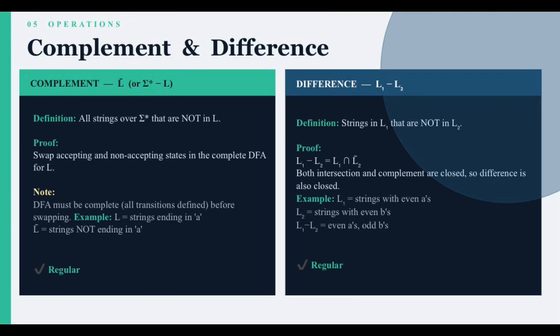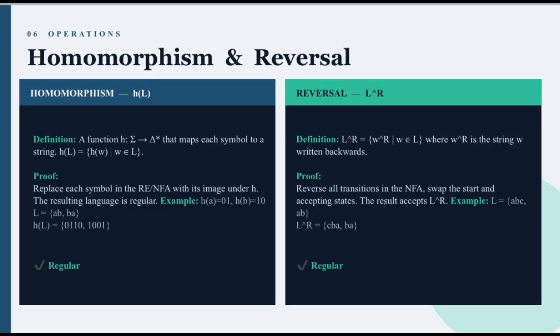From complement, we can easily derive difference. L1 minus L2 is the set of strings in L1 but not in L2. Now let's look at two more operations, homomorphism and reversal.